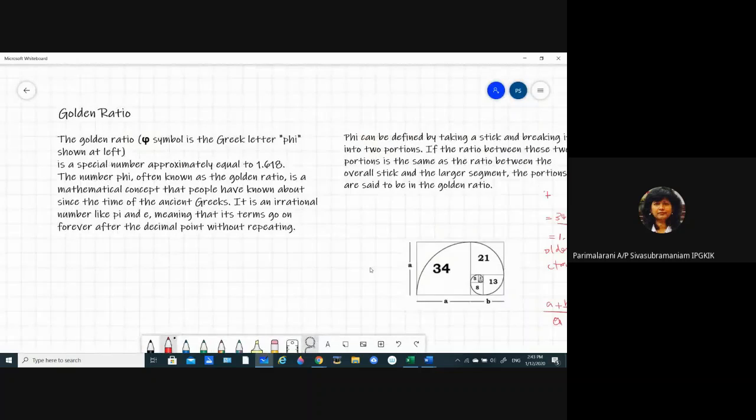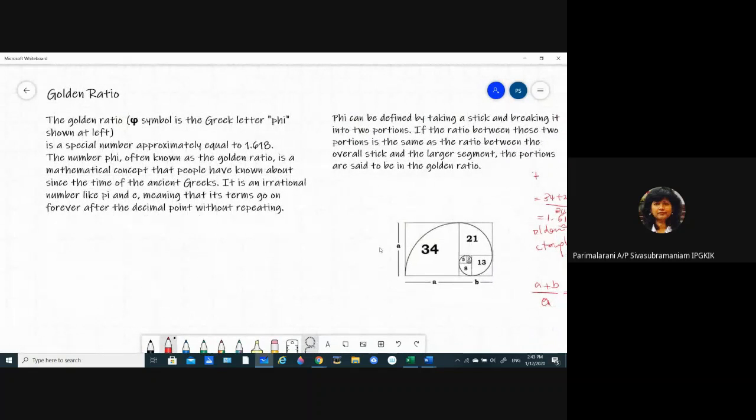Golden ratio is an example of an irrational number. This symbol here is known as phi. Phi represents the golden ratio. It's a special number approximately equal to 1.618 and so on. It continues; it doesn't repeat and it doesn't terminate. Therefore, it is an irrational number.